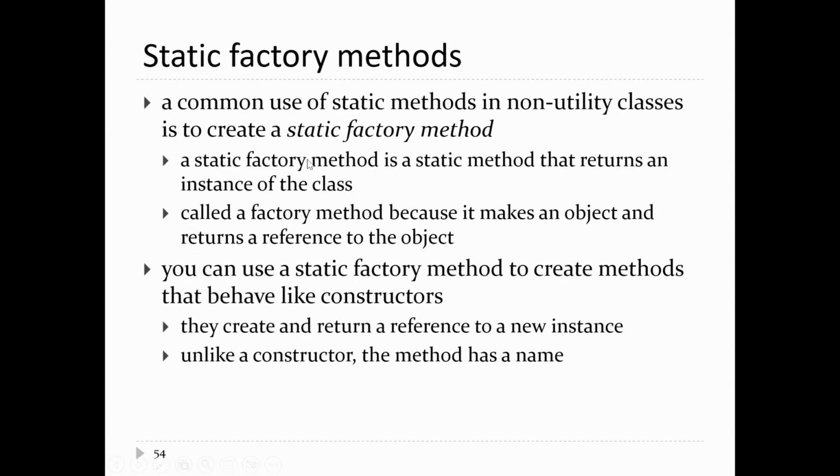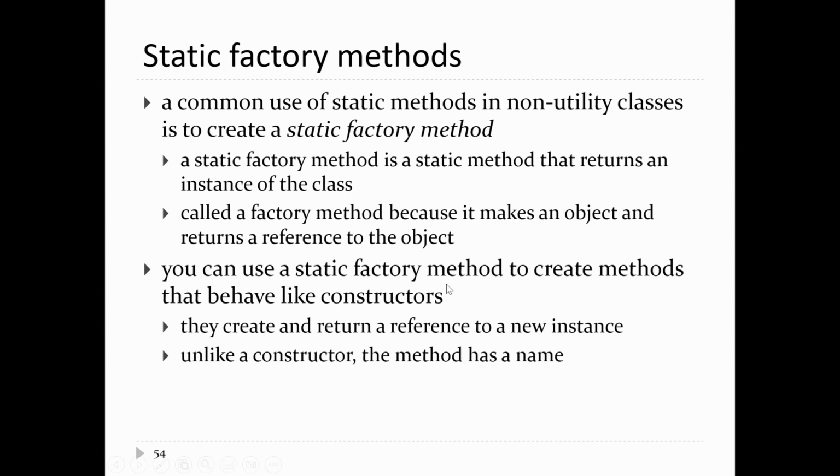A static factory method is a static method that returns an instance of the class. In other words, it's a method that returns an object reference. It's called a factory method because inside the method, it makes an object and returns a reference to that object. So it's a method that produces objects.